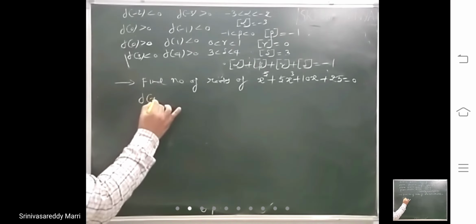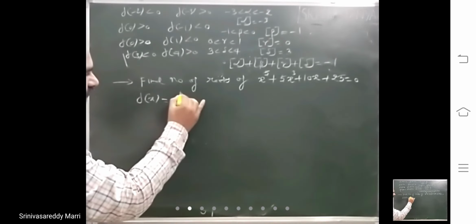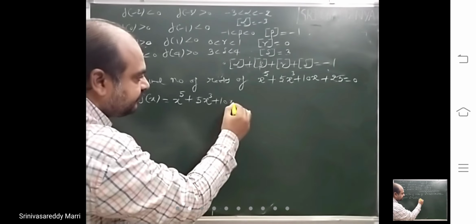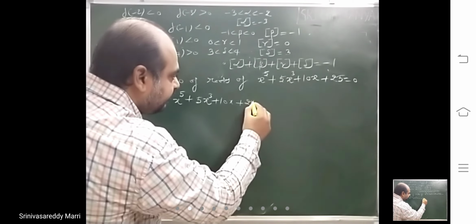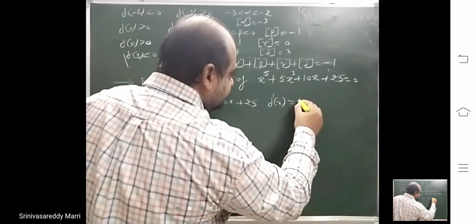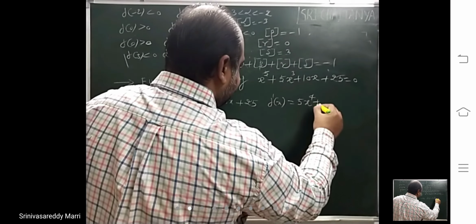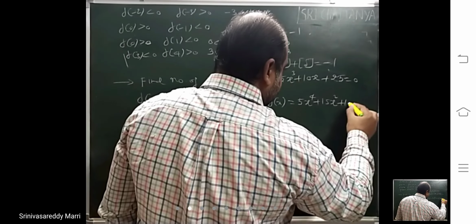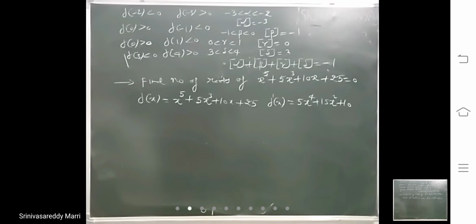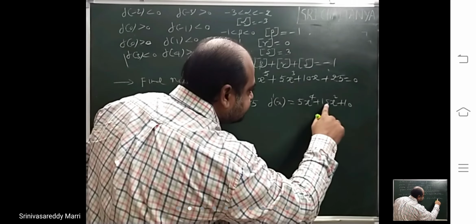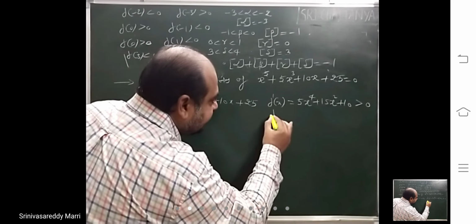Whenever a roots problem is given, you have to construct the graph. f of x is x power 5 plus 5x cube plus 10x plus 25. Find f dash x: 5x power 4 plus 15x square plus 10. You can observe this is even power, this is even power, this is positive, this is positive, this is positive. Always positive. That means it always increases.